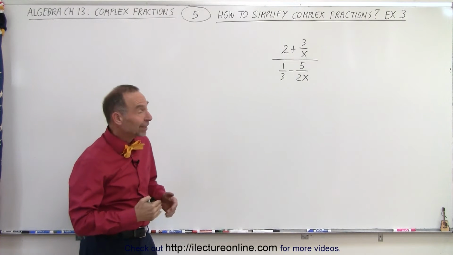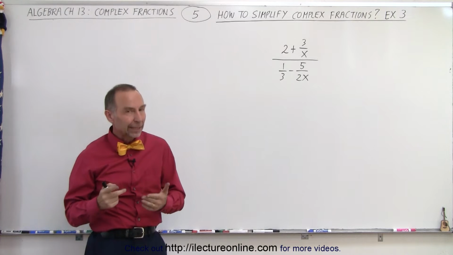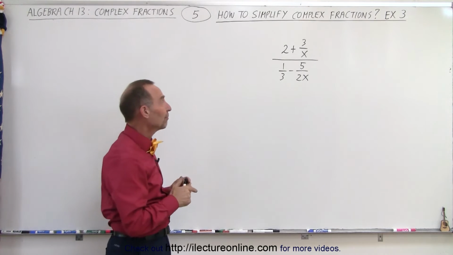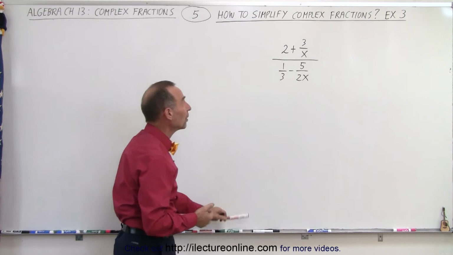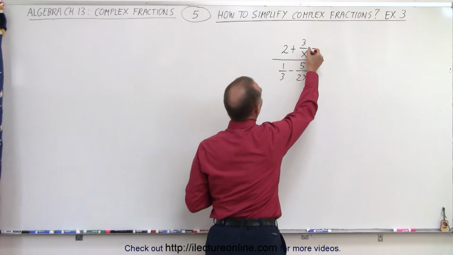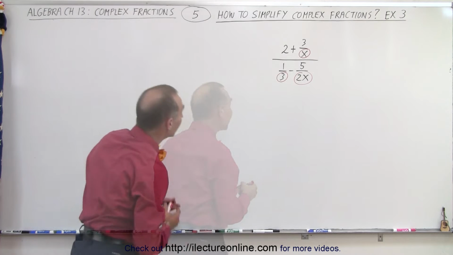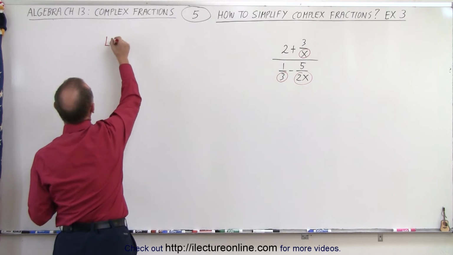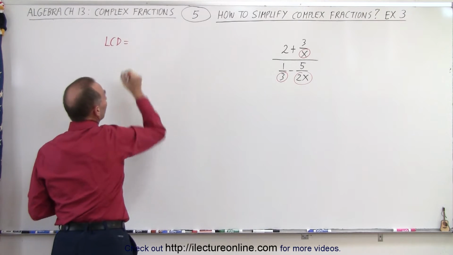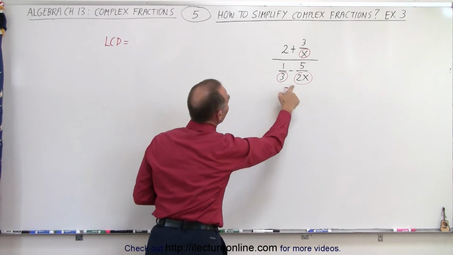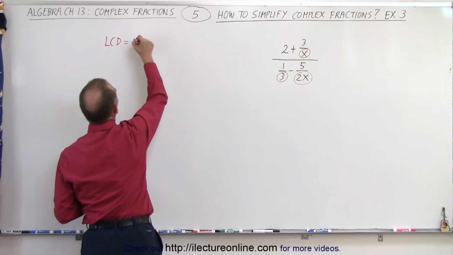Our next example is a straightforward one, but again, we use the very same technique as before. We identify all the denominators. In this case, we have x, we have 3, and we have 2x. So our lowest common denominator is going to be equal to 3 times 2x, or 6x.